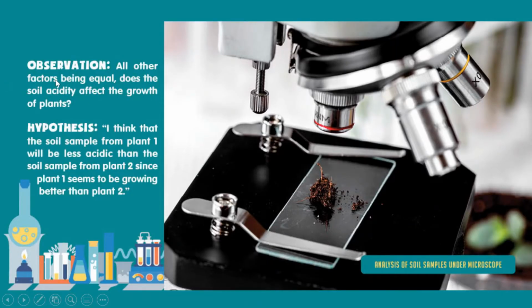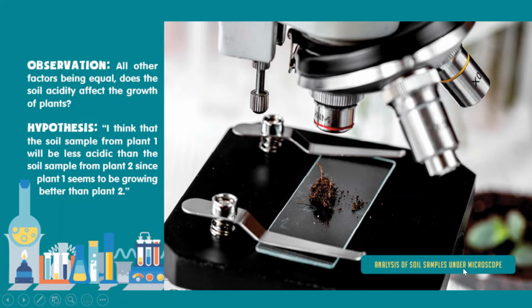Observation. All other factors being equal, does the soil acidity affect the growth of plants? Hypothesis. I think the soil sample from plant 1 will be less acidic than the soil sample from plant 2, since plant 1 seems to be growing better than plant 2.